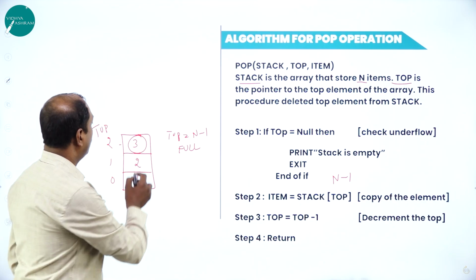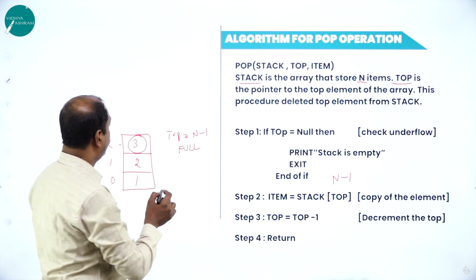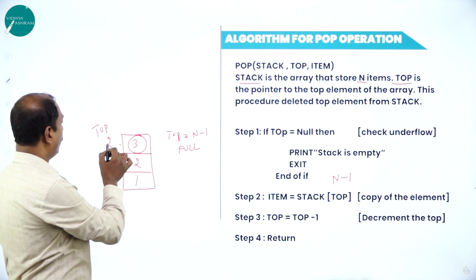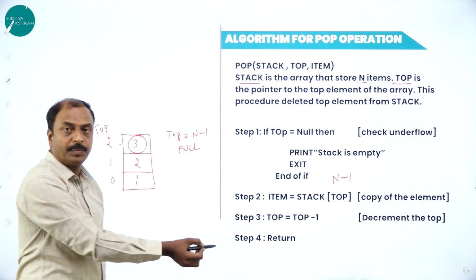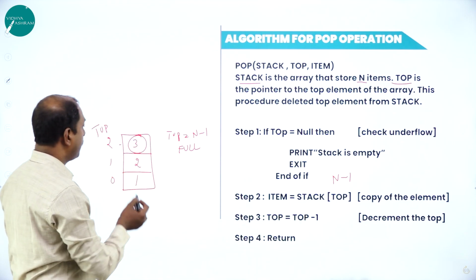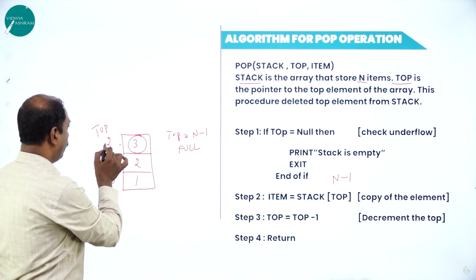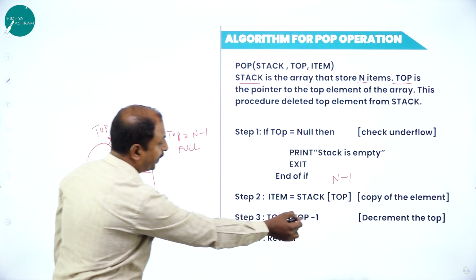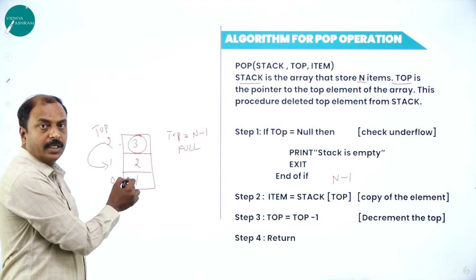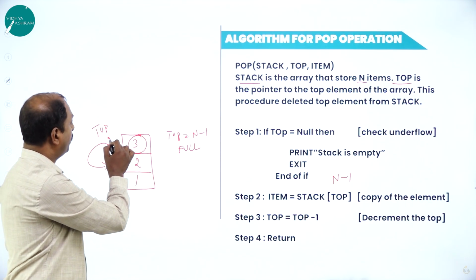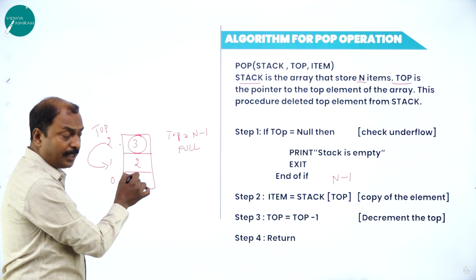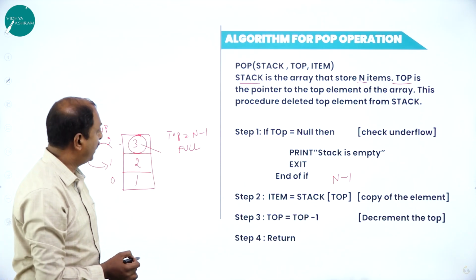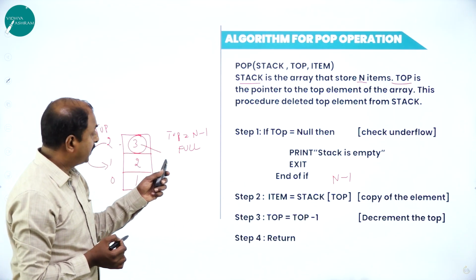Next, if we want to remove this element, please understand the logic here: the top pointer, we have to decrement the pointer from 2 to 1, top equal to top minus 1. Means the top pointer from here it comes to this place. Earlier top was 2, now top is 1, means that the element 3 has been removed from the stack. Logically, it has been removed from the stack.